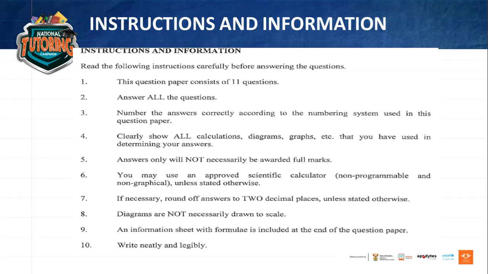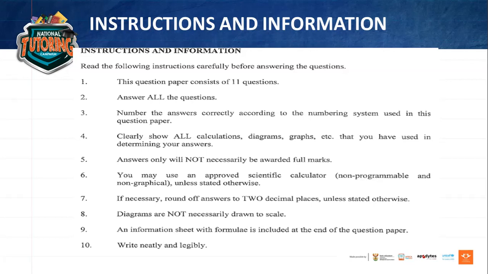Make sure that there's no question that you are going to skip. We answer all questions, okay? Even those that we are not most comfortable with, we still answer and make an attempt. Possibly our attempts would be awarded marks. So please make sure that you answer all questions.